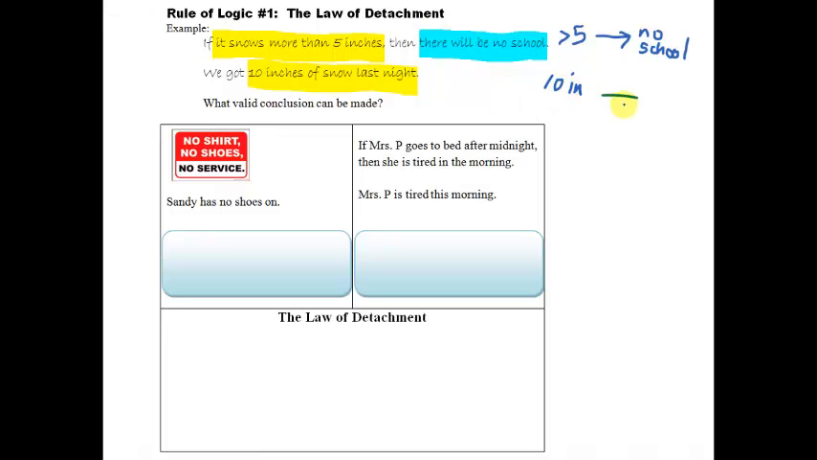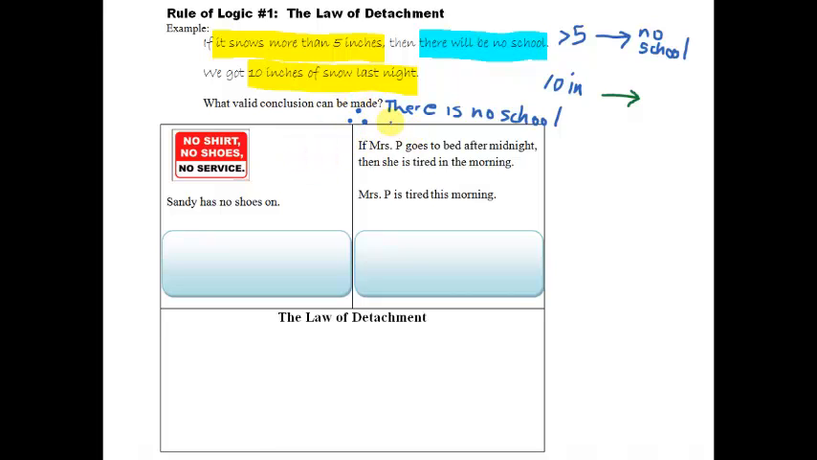The law of detachment says that we can fill in a blank, basically. What blank can we fill in? Well, since we got 10 inches of snow, I'm celebrating already. We have no school. So that's our valid conclusion. There is no school today. And we use this symbol. I'm going to show it to you now. It's these 3 dots in a triangle pattern. That symbol right there means therefore. So it's a shorter way to write this.